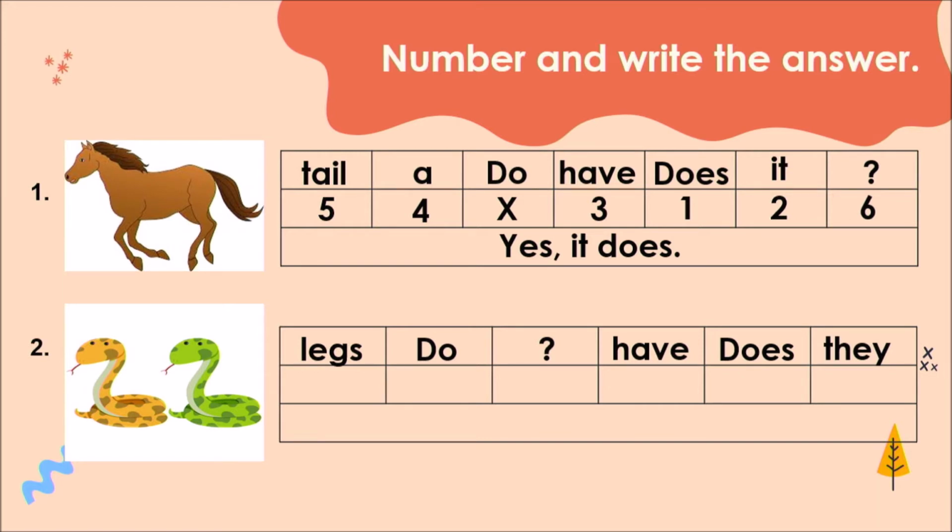How about number 2? Look at the picture. We have 2 snakes. Okay, what you will use? Do or does? Very good. You will use do. So, put number 1 with the do and cross the does. Do, what would be the next? They. Do they have legs? And last one is the question mark. Then you may answer it, no, they don't.